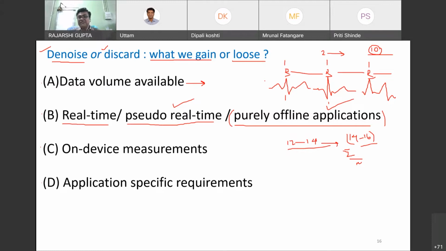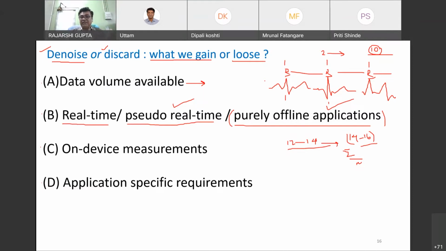We cannot properly see the change. So based on that, what is the requirement? In the case of ICUs, when the data logging is done, the latency may be even less. Okay, so I think I'm clear what is meant by purely offline applications, pseudo real-time and real-time.